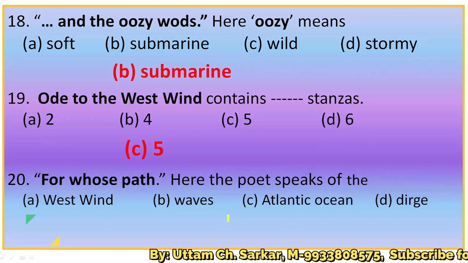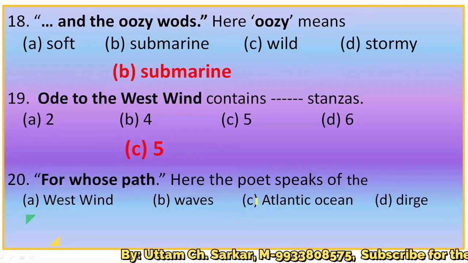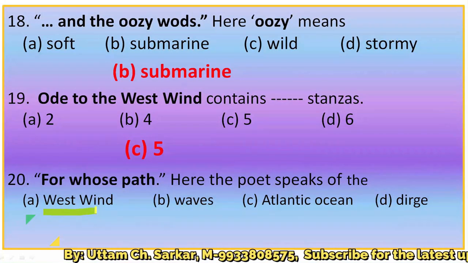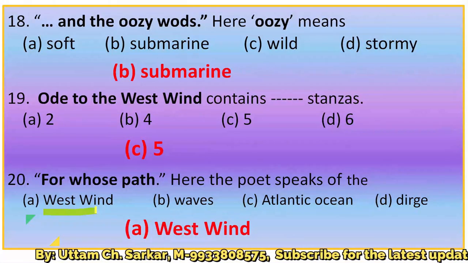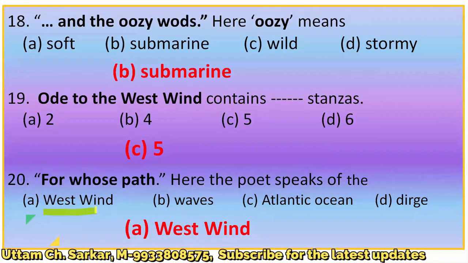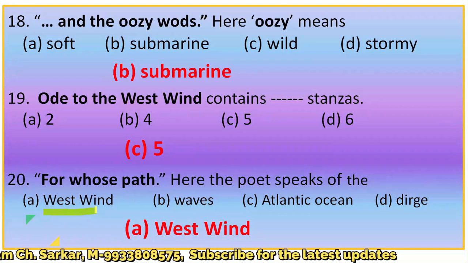Next, question number 20. For whose path? Here the poet speaks of, obviously, the west wind, because the west wind makes its own path or passes through the Atlantic Ocean. So the right option is A.